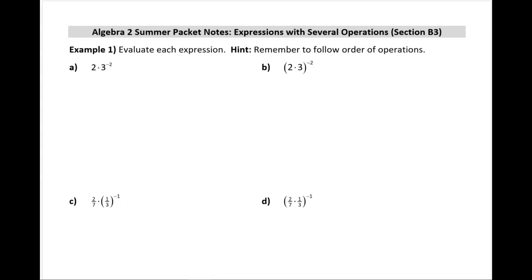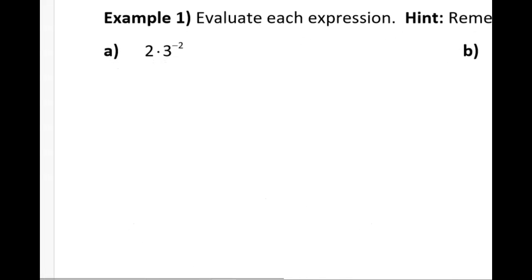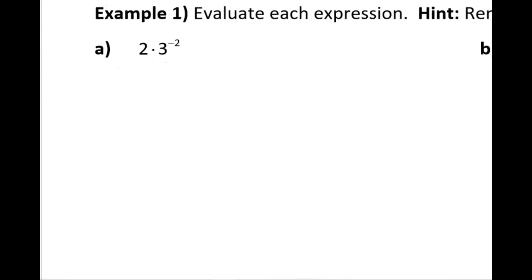Next, we're going to add one more level to our study with negative exponents. So in example 1 here, we have an expression that has a couple different operations in it. In example 1a, we have a multiplication and we have an exponent. In order of operations, exponents have to happen first. So we'll do 3 to the negative 2 first. That's 1 over 3 squared, or 1 over 9.